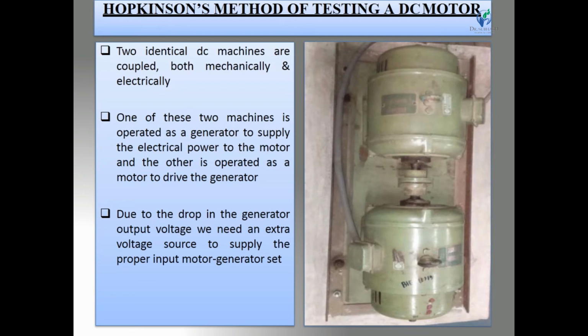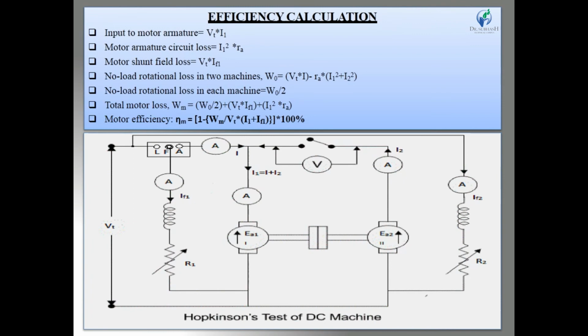If there were no losses, the combination would run without any external power. But in actual cases, both machines have losses and hence the power taken from the supply is only the supply of the losses. In this figure, here is the practical figure of the Hopkinson test. Here are also the equations and efficiency calculation in this figure.